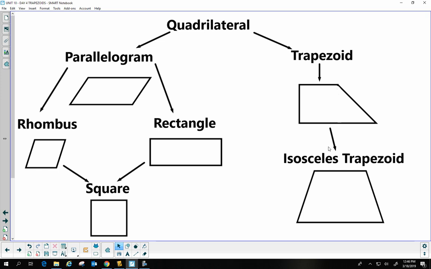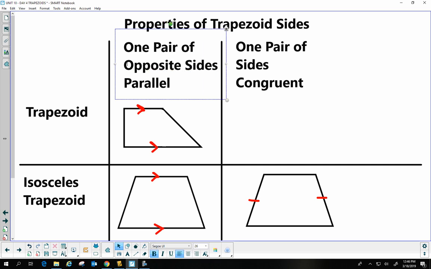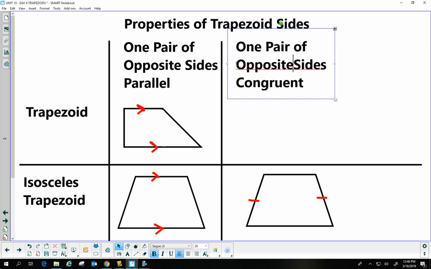This is a smaller part of the family tree. We have trapezoids, and then we have a special kind of trapezoid called an isosceles trapezoid. So we'll talk about the properties of their sides. What makes a trapezoid is that we have one pair of opposite sides that are parallel. In the parallelogram, we had two pairs of opposite sides parallel.